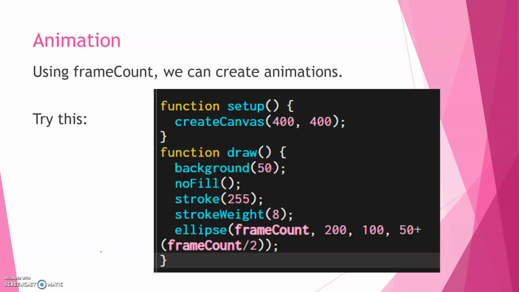We can create an animation using frame count. In this example, you can see that this ellipse is being drawn with frame count for the X coordinate, and the Y coordinate is not changing. This is X, this is Y. The width is 100, but this is changing. So create this in a project, run it, and see what happens.